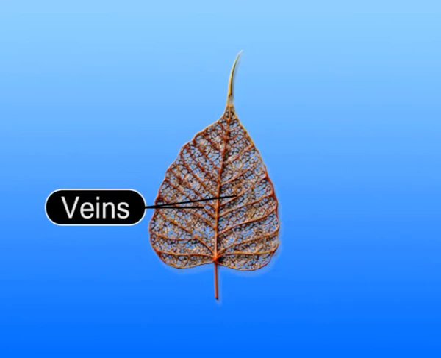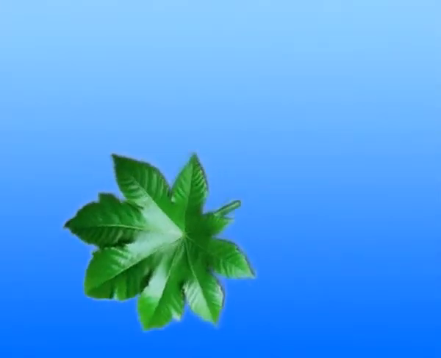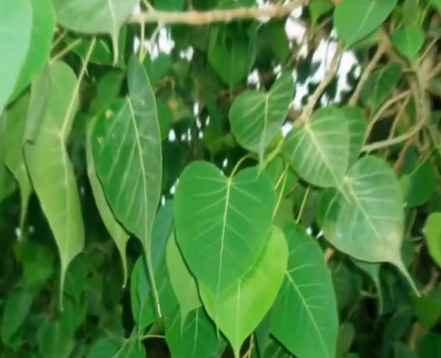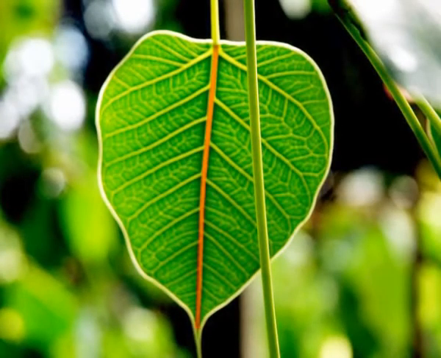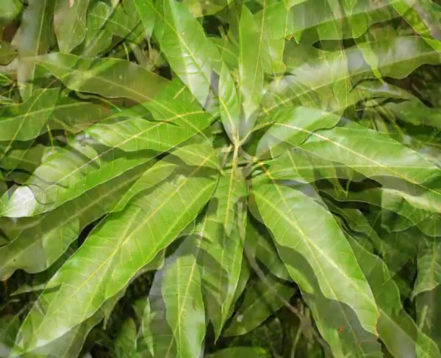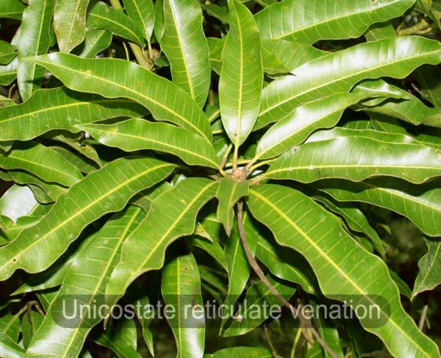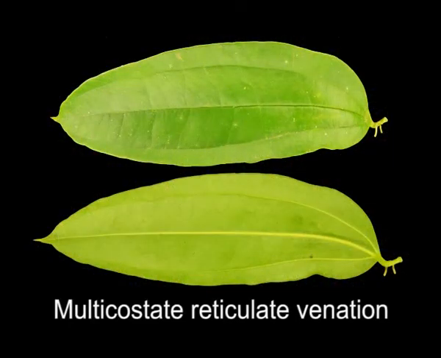Reticulate venation is the most common venation pattern and occurs in the leaves of nearly all dicotyledonous angiosperms. Some examples of such flowering plants are peepal and castor. Reticulate venation is of two types. In a leaf having a single midrib which extends from the base to the apex of the leaf, as in Ficus religiosa and Mangifera indica, the reticulate venation is known as unicostate reticulate venation. When there are several principal veins arising from a single point, the reticulate venation is called multicostate reticulate venation.